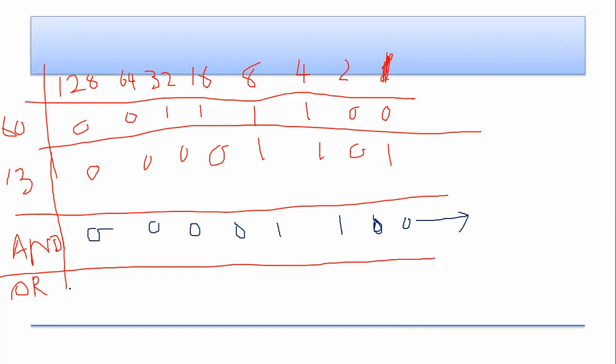If it is the OR operator, if at least one is 1, the output is 1. Here 0, 1: one is 1, so the output is 1. Here both are 0, then this is 0. Here both are 1, therefore 1. Here at least one is 1, so the output is 1. Here both are 0, this is 0.